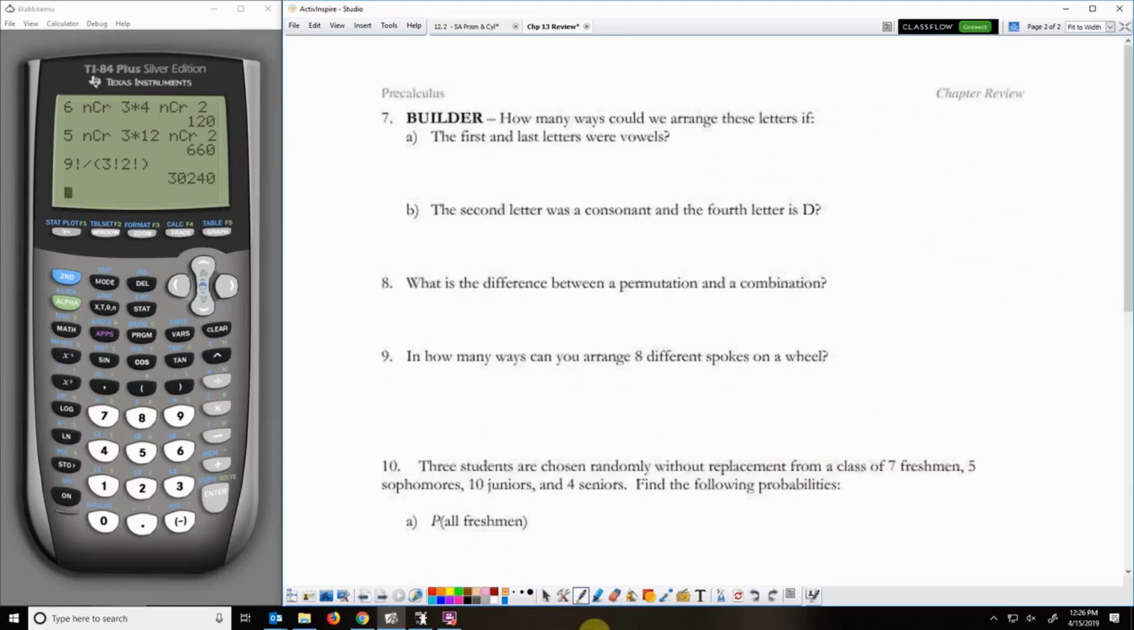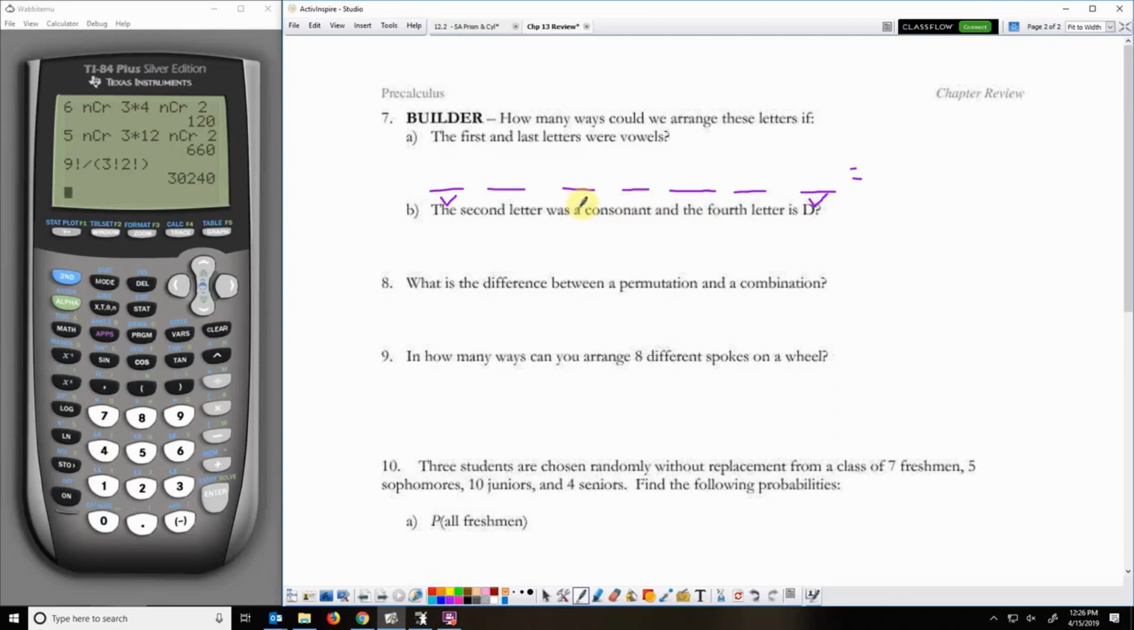Okay, the word builder. How many ways could we arrange the letters? And there are no repetitions in this one. If the first and the last letters are vowels. So there's 1, 2, 3, 4, 5, 6, 7 letters. And we're going to have to come up with a number of possibilities for each blank and multiply them. But knowing that the first letter is a vowel, the last letter is a vowel.